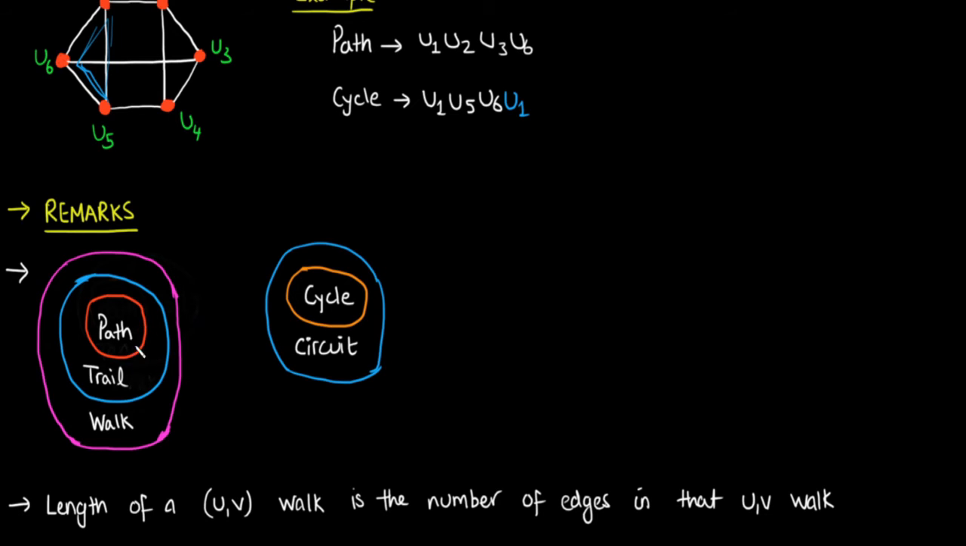For the first diagram, you see that every path is a trail, because a path is a subset of a trail. Mathematically, a path is a subset of a trail, and a trail is a subset of a walk. So every path is a trail and every trail is a walk, but vice versa need not be true. That's your first diagram.